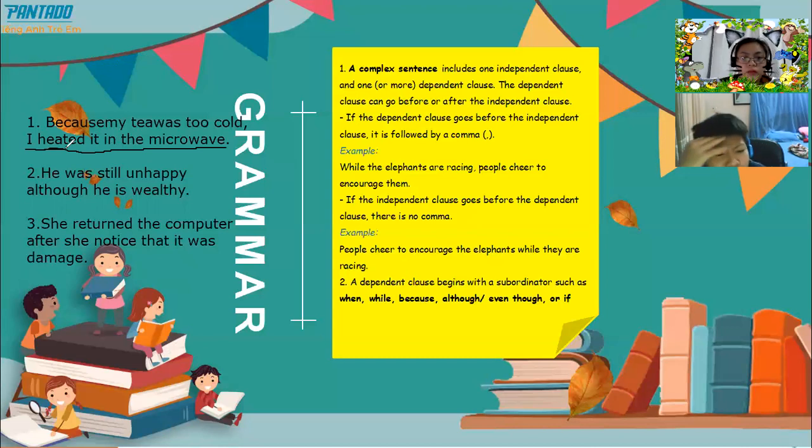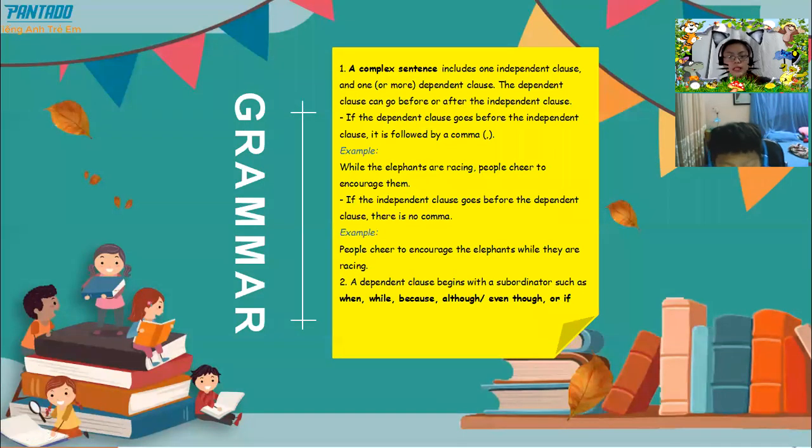Number two, he was still unhappy. Also, he was wealthy. I think he was still unhappy. He was still unhappy. Okay. Number three, she returned the computer. Okay, so she returned the computer. Very good. That's fantastic.